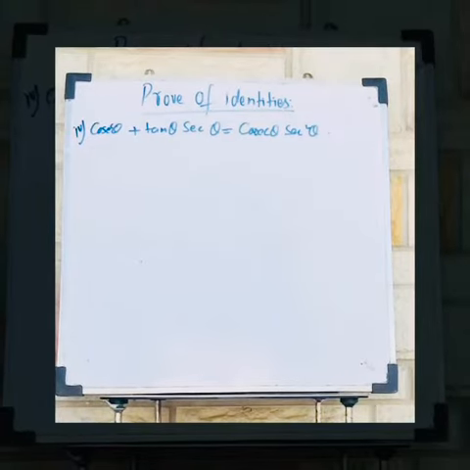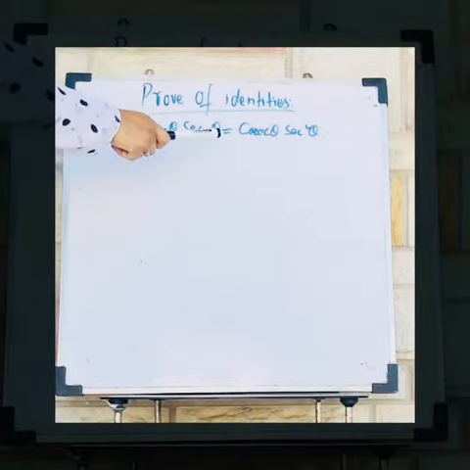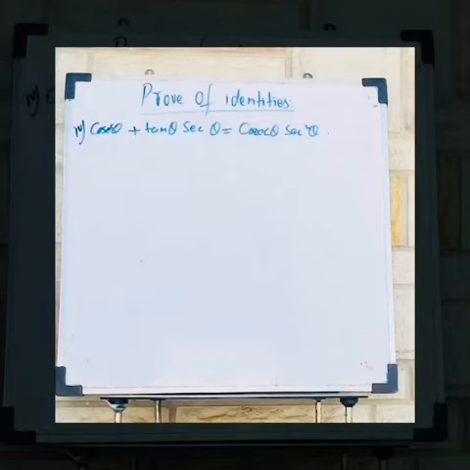About group of fourth identity, which is cosecant theta plus tan theta, multiplied with secant theta, is equal to cosecant theta multiplied with secant square theta. Proof of previous identities are in my previous videos, and you can get links from description of this video.